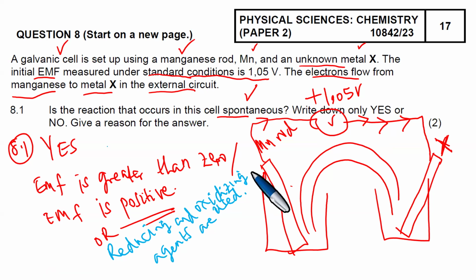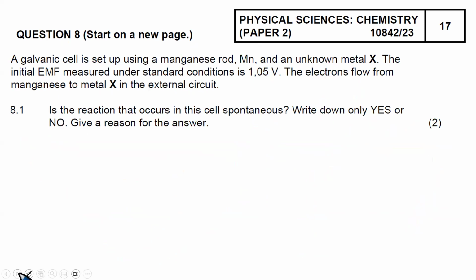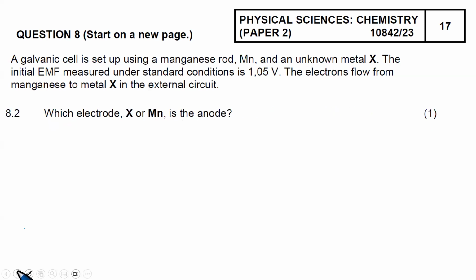We move on, and we start what we call galvanic cells, and this one is a manganese rod and also an unknown metal X. Pay attention to the electrochemical cells in chemistry. Next question. Which electrode, manganese or X, is the anode?